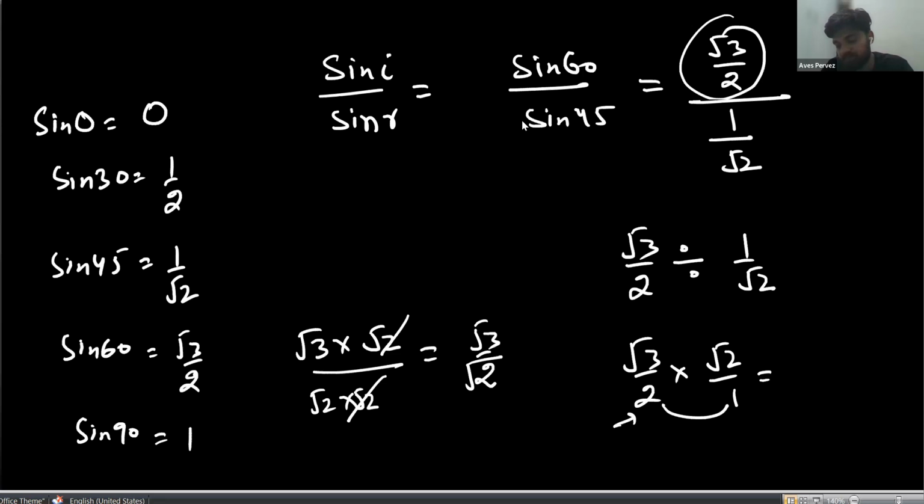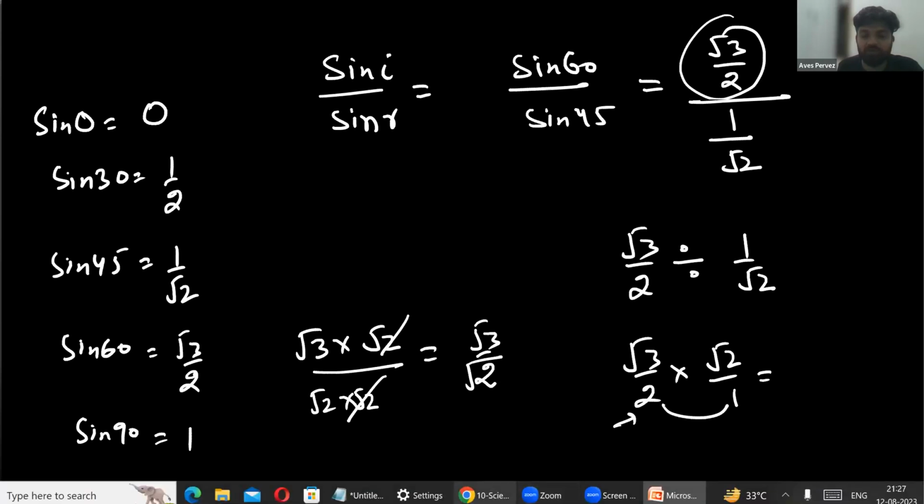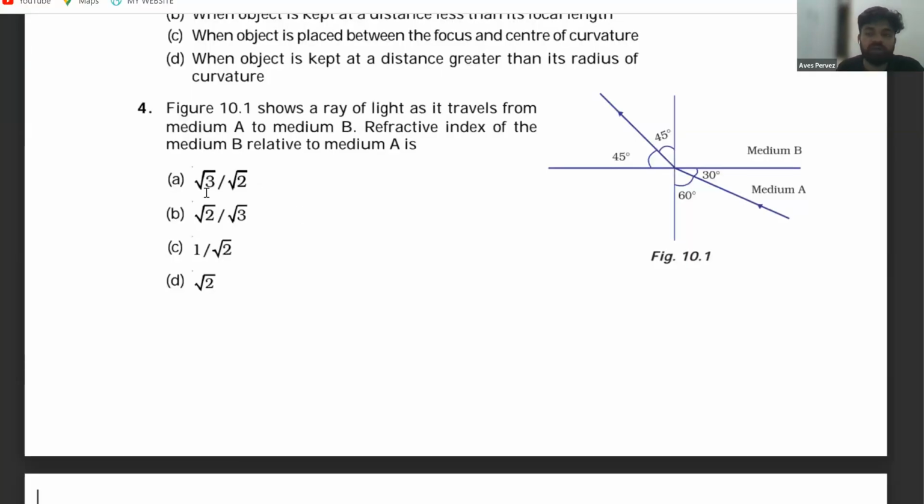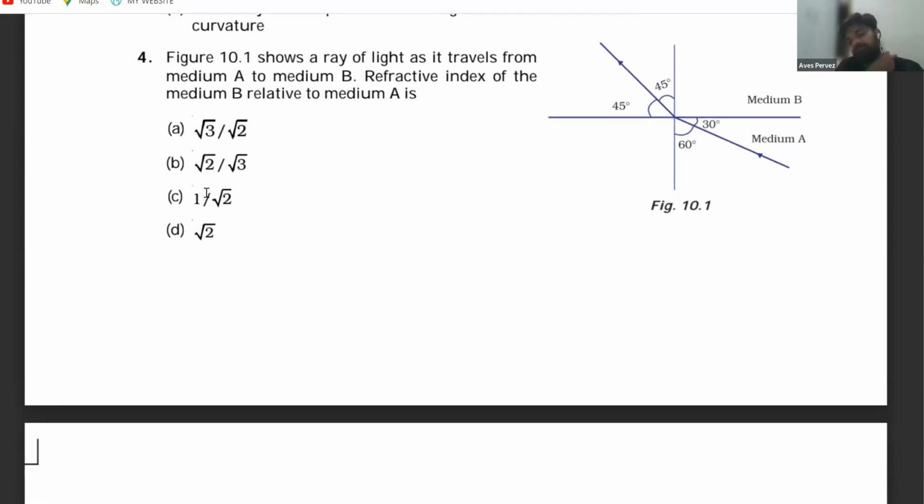Done, sir. So, what was the answer for this one? That is root 3 by root 2. So A is the correct option. You understood? Okay.